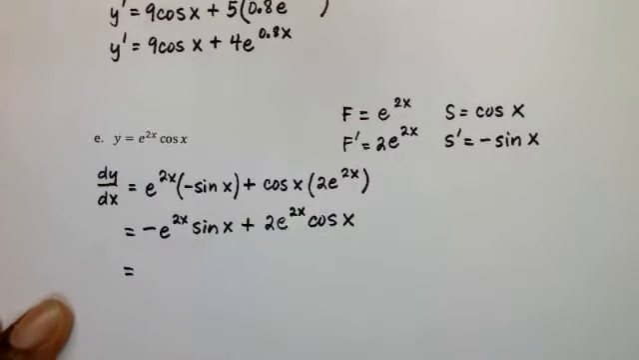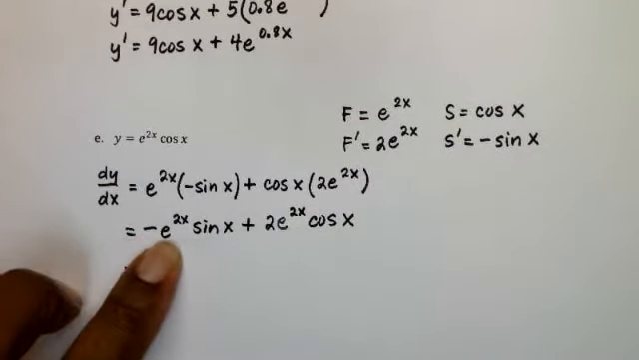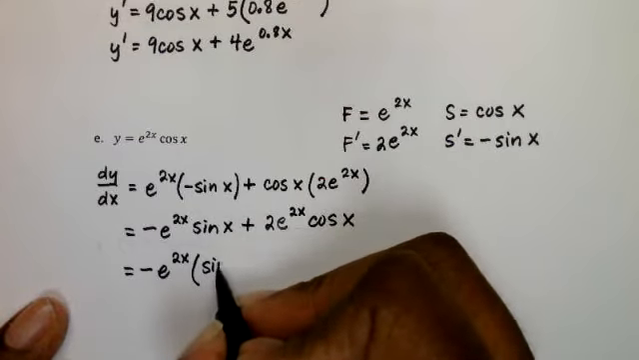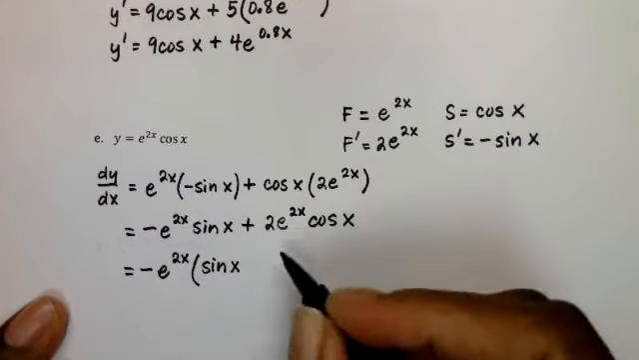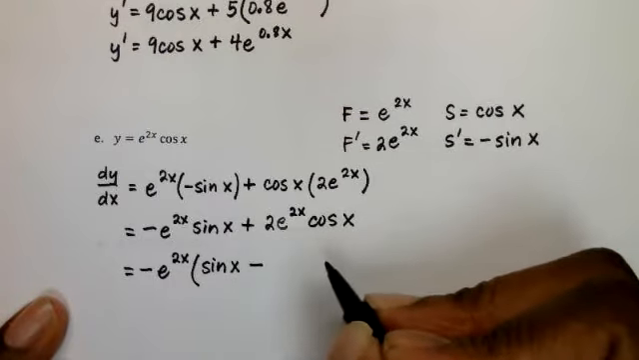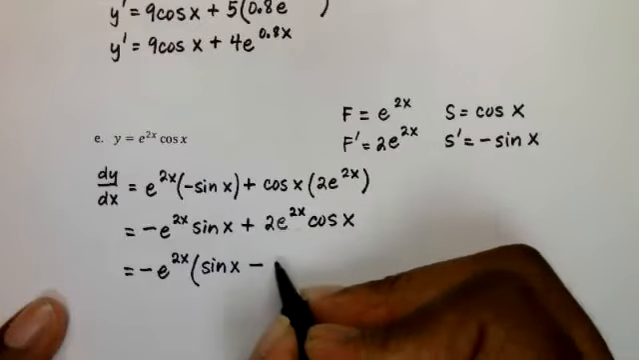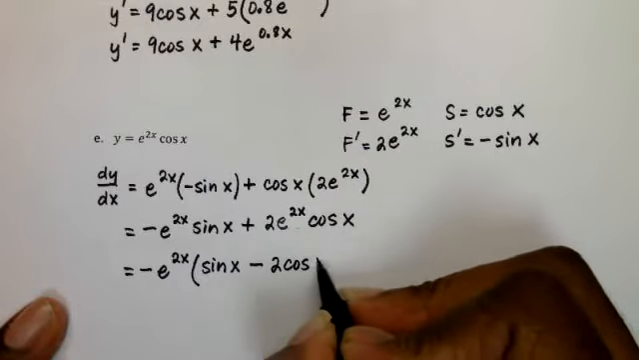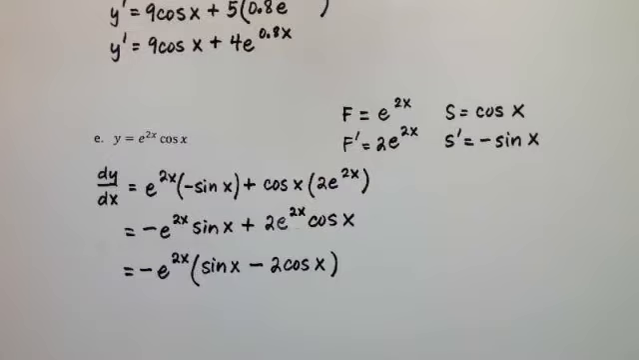And in this case here, I'm going to factor out a negative e to the 2x. When I do that, negative e to the 2x sine of x divided by negative e to the 2x will leave me with sine of x. Now, a positive divided by a negative will be a negative, and I've taken out e to the 2x, I'll be left with a 2 and a cosine of x. So the derivative there will be e to the negative 2x times the quantity sine of x minus 2 cosine of x.